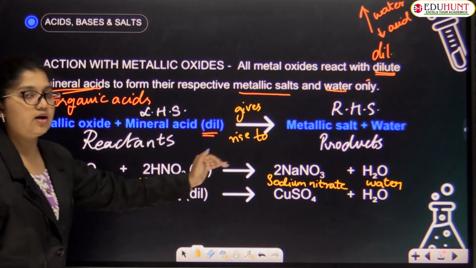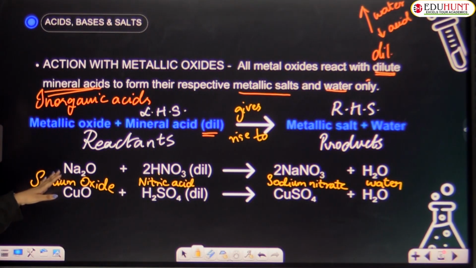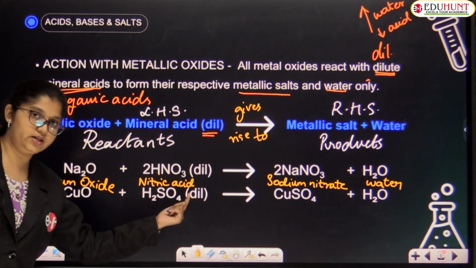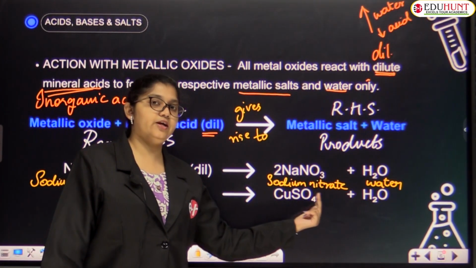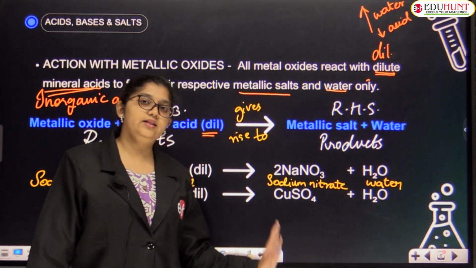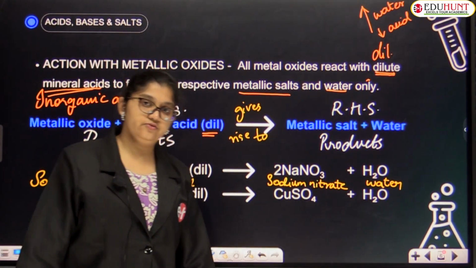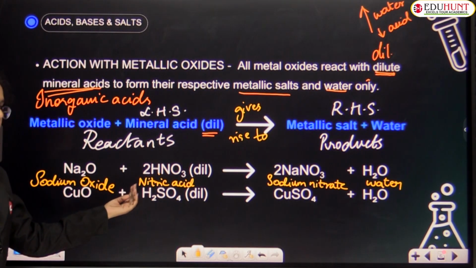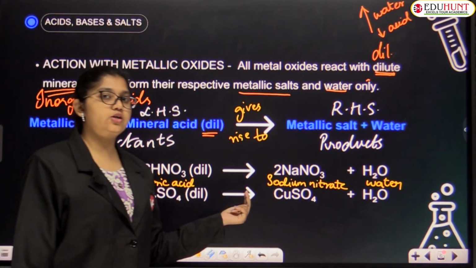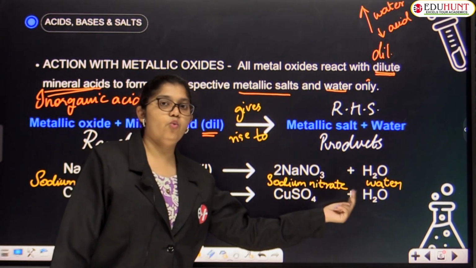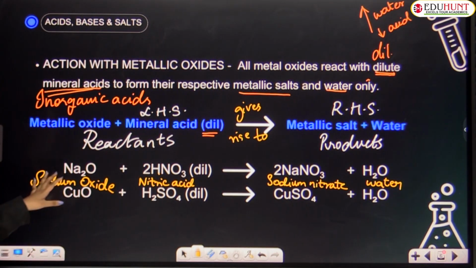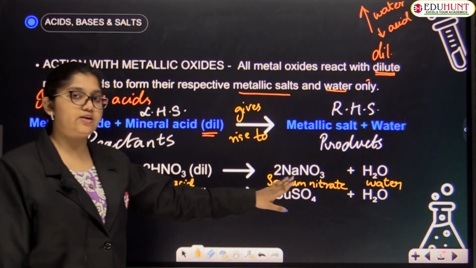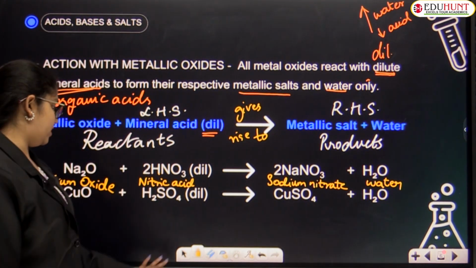Now, I'll read the reaction. Sodium oxide, when it reacts with 2 molecules of nitric acid in dilute condition, gives rise to 2 molecules of sodium nitrate and water. Like that, you have to read the reaction, children. Represented in the chemical formula: Na2O plus 2HNO3, dilute condition, gives rise to 2NaNO3 plus H2O. Clear now? Very good, children.